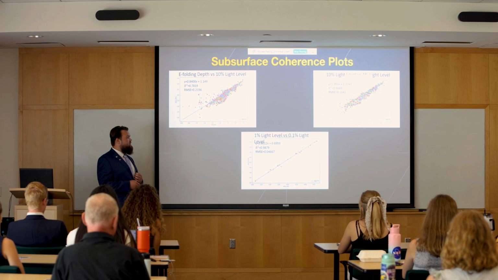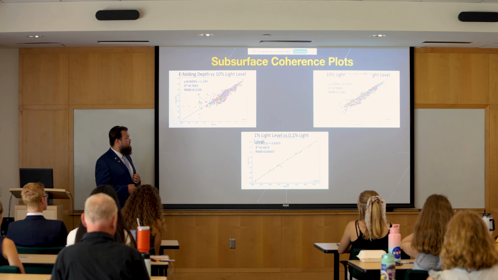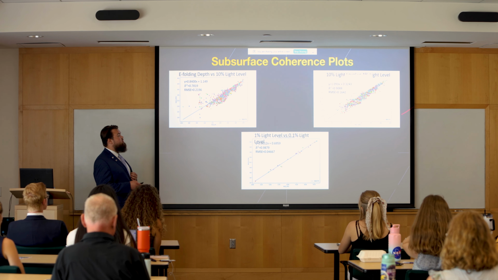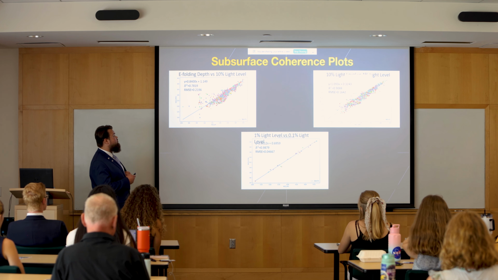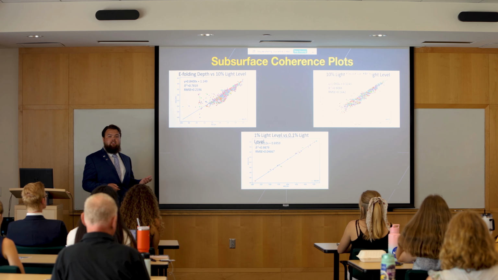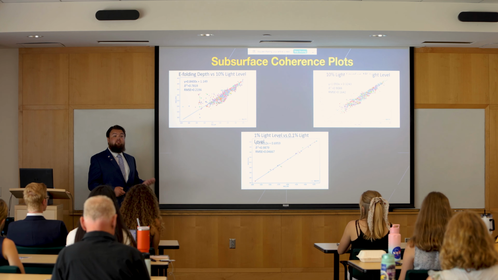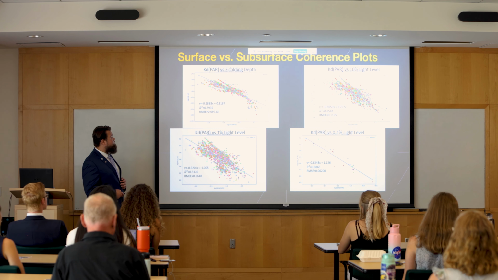And additionally, please take all my values of 0.1% light with a grain of salt, simply due to the fact that I only have 27 values comparatively to the 1,000 or 1,900 values within these other two graphs. So there is some kind of strong, coherent, linear relationship between my subsurface values. So let's look at surface to subsurface.